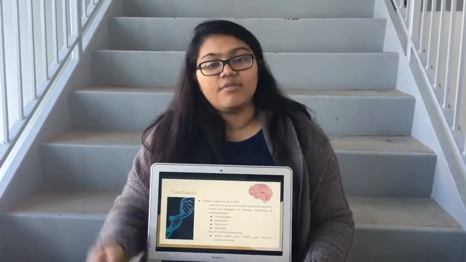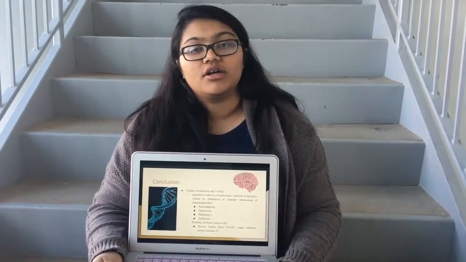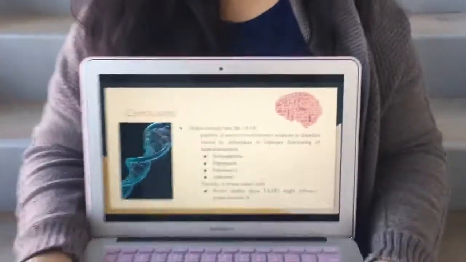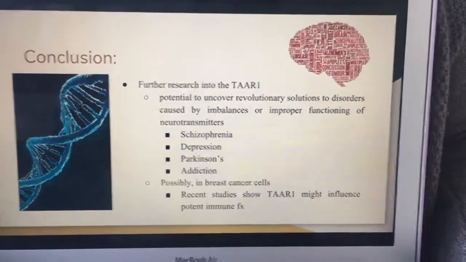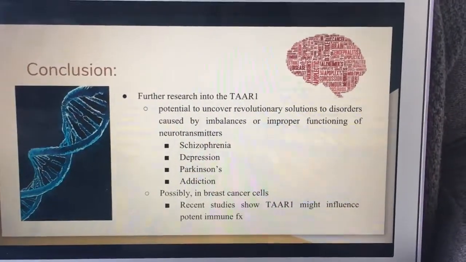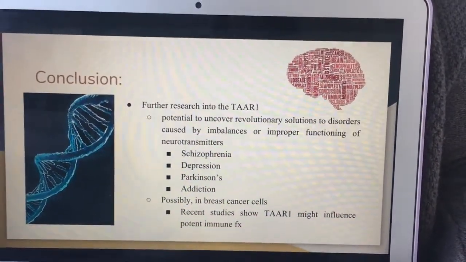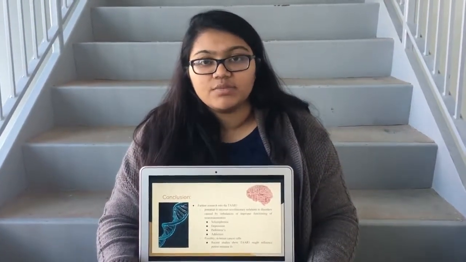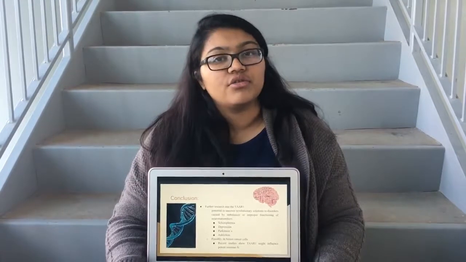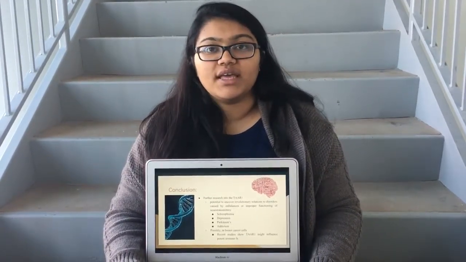In conclusion, the TAAR1 gene has significant impact on many different neurological disorders, such as schizophrenia, depression, Parkinson's, and addiction. And it also could possibly play a role in breast cancer. Recent research suggests that the TAAR1 gene can also help regulate potent immune functions, and these immune functions are extremely relevant to breast cancer cells. And if we could somehow control those through the TAAR1 gene, we could maybe even find a cure for cancer.